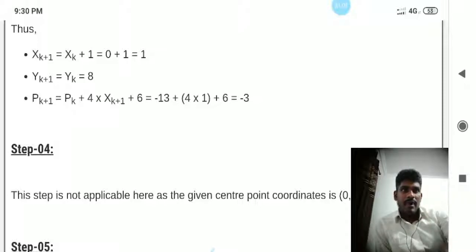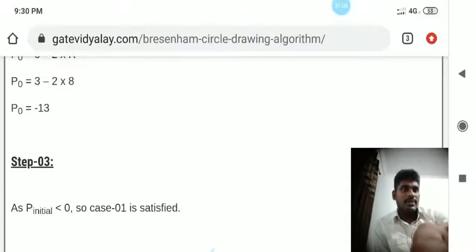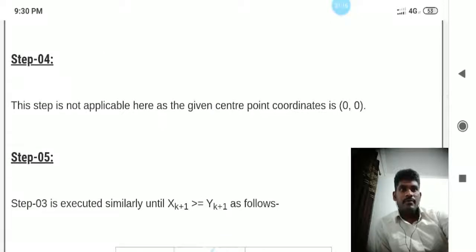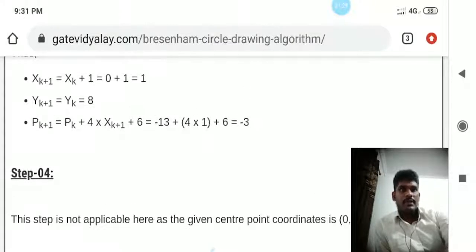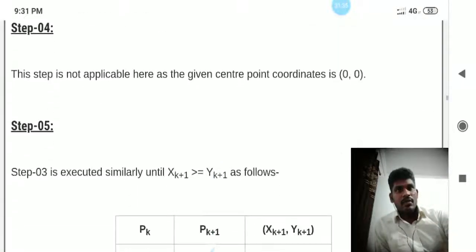The actual pk value, look here. P naught is the pk value. P naught equal to minus 13. Substitute this value: pk is equal to minus 13 plus 4 into xk plus 1. What is the xk plus 1 value? 1. 1 plus 6, equal to minus 3. Again case 1.